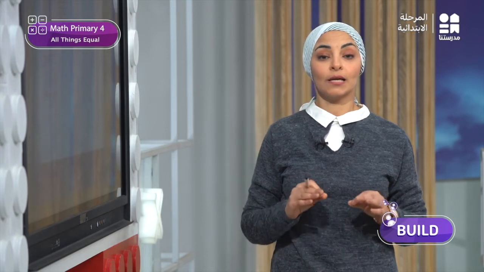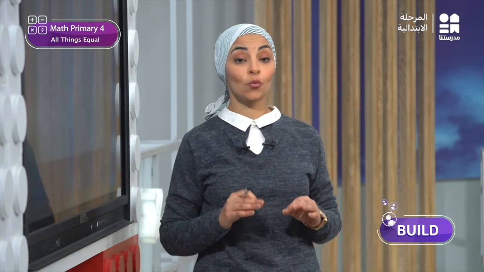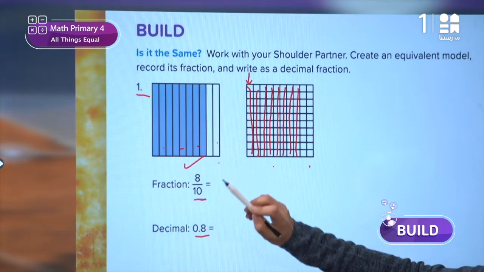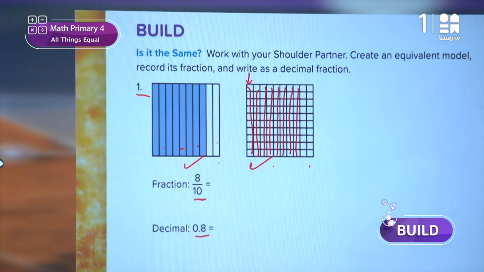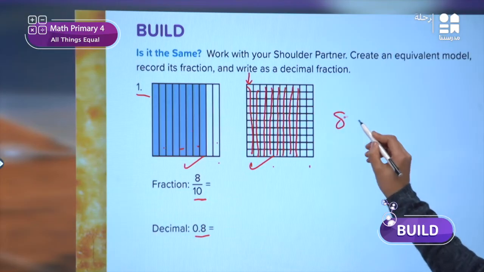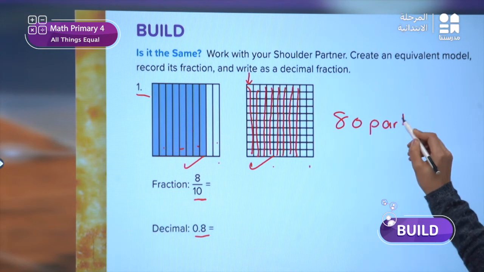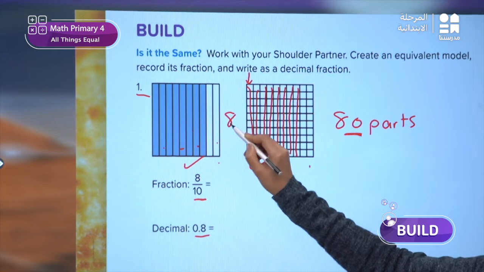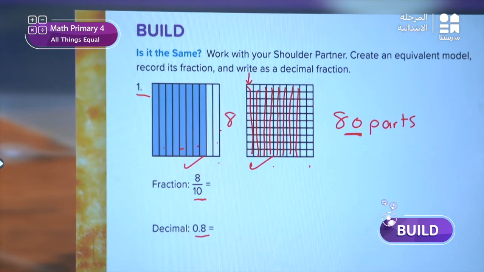Yes, here the number of parts will be different, right? يبقى أنا هنا I shaded 8 parts, here also 8 parts. لكن the number of the parts are different. Here I have 80 parts, right? يبقى here I have 80 parts out of 100 and here I have 8 parts out of 10.